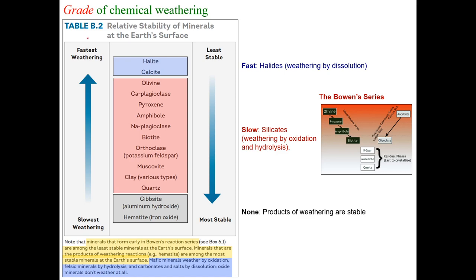Now, some minerals are very susceptible to weathering. Some minerals are less so. The minerals that are very susceptible to weathering and break down really easily are these up here: halite and calcite. Halite you might remember as rock salt.